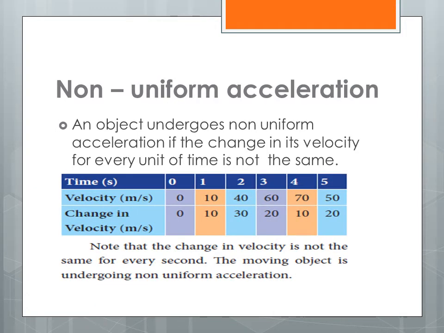Non-uniform acceleration. An object undergoes non-uniform acceleration if the change in its velocity for every unit of time is not the same. Time is given as 5 frequency. Velocity is 0, 10, 40, 60, 70, 50. Change in velocity 0, 10, 30, 20, 10, 20. Note that the change in velocity is not the same for every second. The moving object is undergoing non-uniform acceleration.